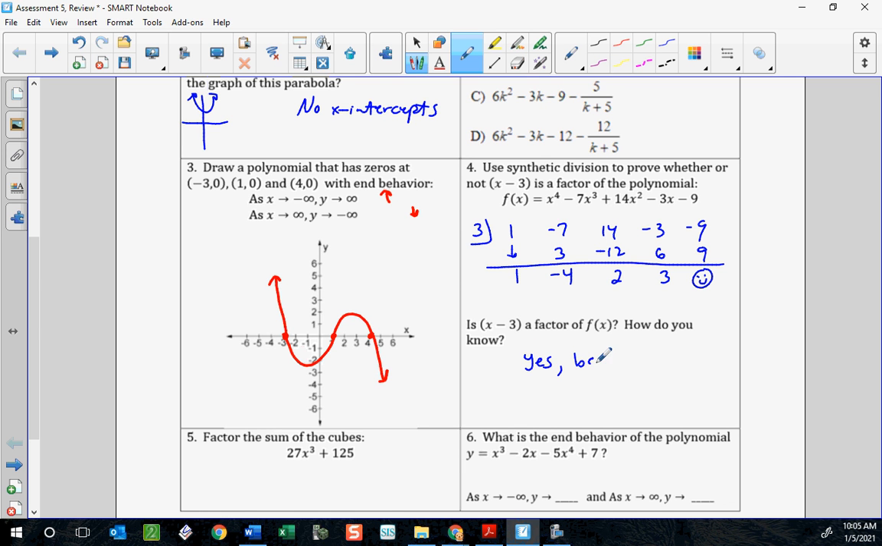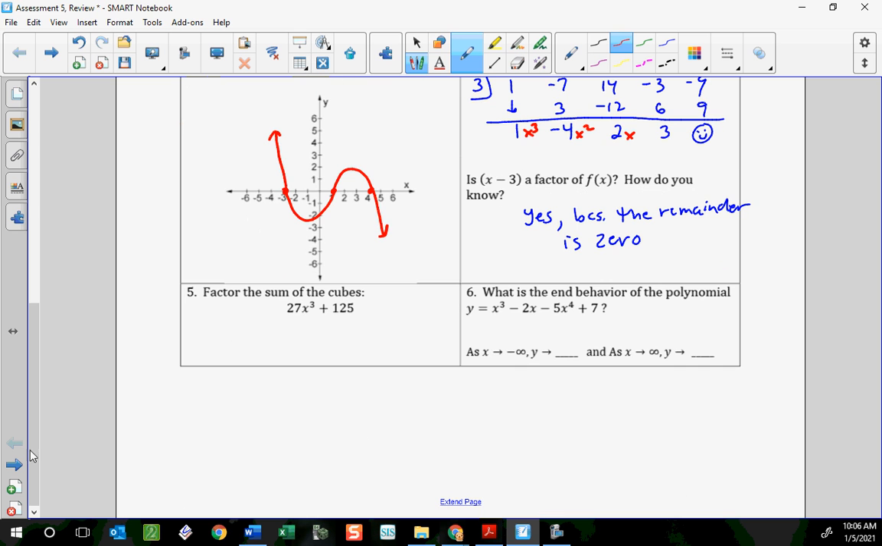And it's because the remainder is 0. And if we wanted to know what the dividend was, we would, remember, put an x to the 3rd right here, and x squared right there, and an x. So this is the answer to that division problem, that f of x divided by x minus 3 is this answer right here, if we needed to go any further.